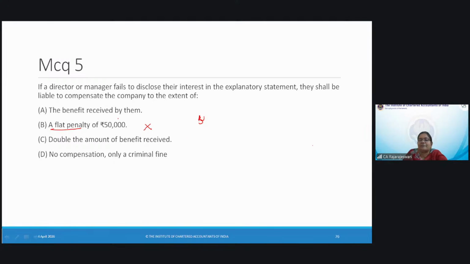Let me write it here. It is 50,000 rupees or 5 times the benefit received, whichever is higher. So the wording says this is a penalty. Now I have used the words liable to compensate the company. If I had used the word penalty, then you would have to write it, and still the answer would not be complete. A flat penalty is not there.